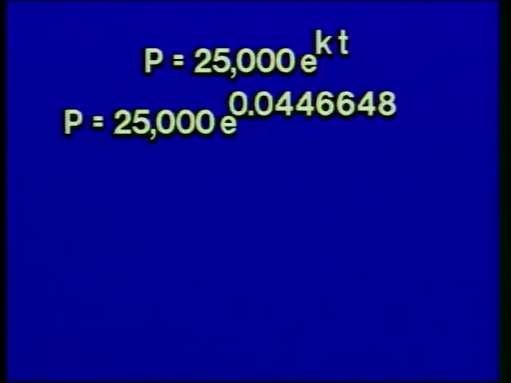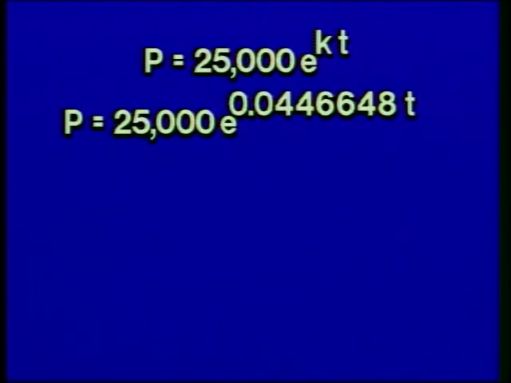So k is replaced with the long decimal, and we have this relationship between population and time. Now notice, with this relationship, we can find the population given any amount of time after the year 1990. Or on the other hand, we could find the amount of time that it takes for the population to reach a certain level above 25,000.